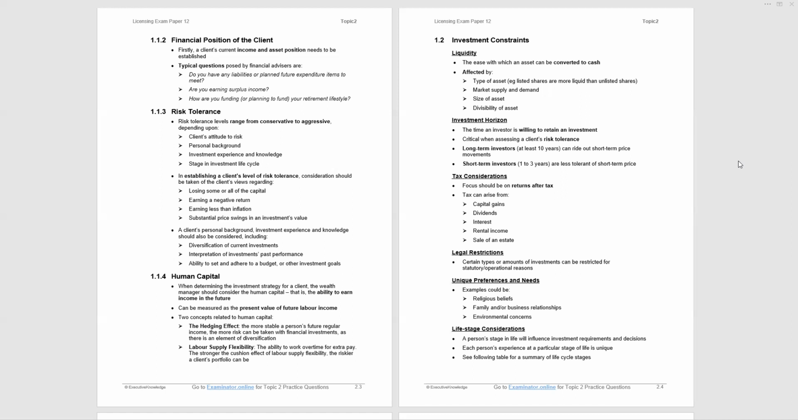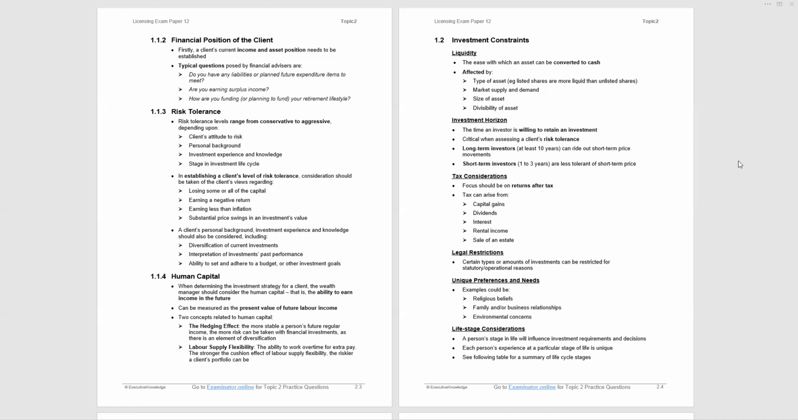What is that? The ability to earn income in the future. So you have capital assets. Well, this is the person themselves. Human capital. Can they earn in the future? It can be measured as present value of future labor income. Well, present value, that's when we discount back. Two concepts related to human capital, and this has been examined.